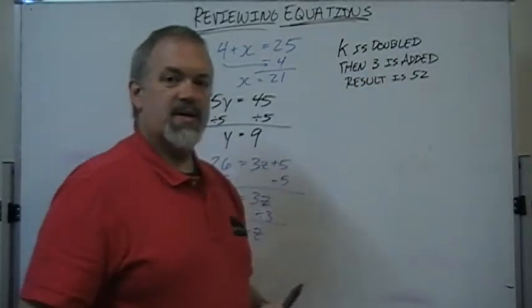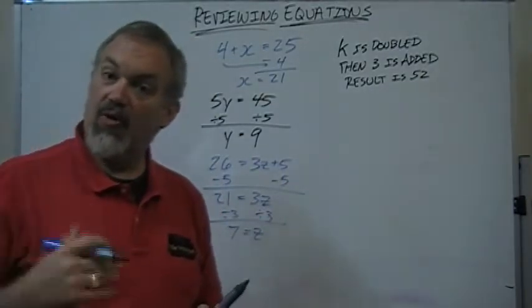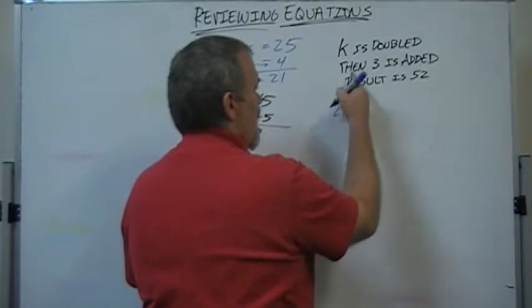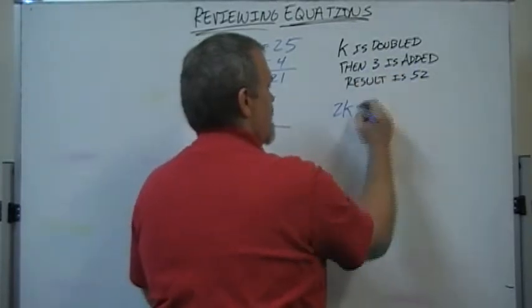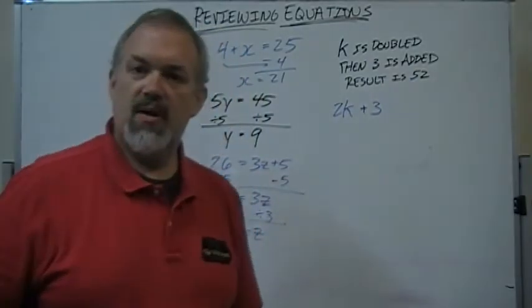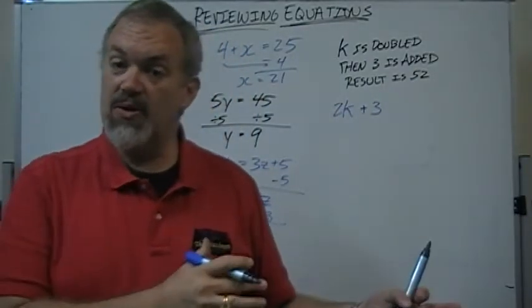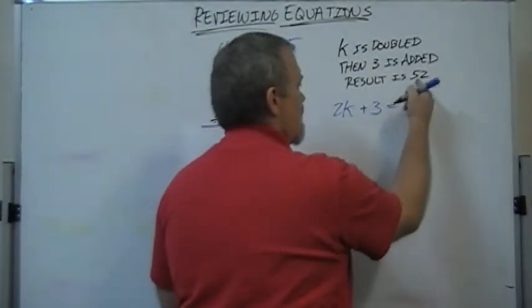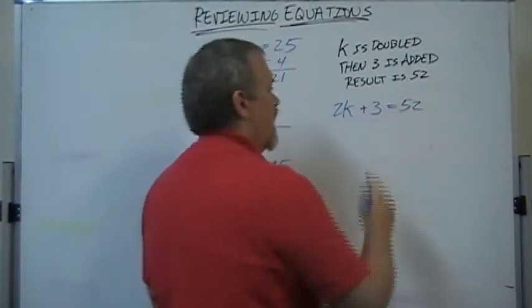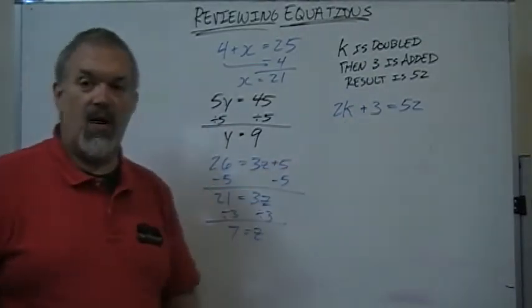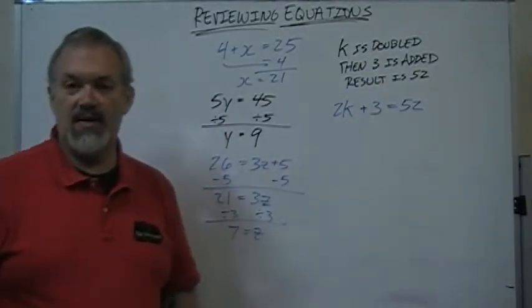K is doubled. What does that mean? Doubled means we multiply by 2. So we have 2k. Then 3 is added. So plus 3. The result, that's a magic word that says we're talking about what it's equal to. The result is, it equals 52. And we could use this same process over here, and we could in fact solve that problem if we wanted to figure out what the answer is.